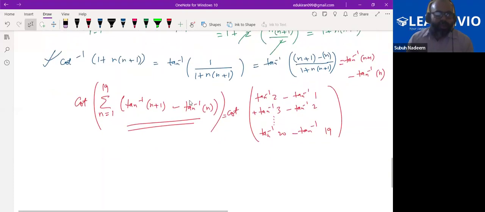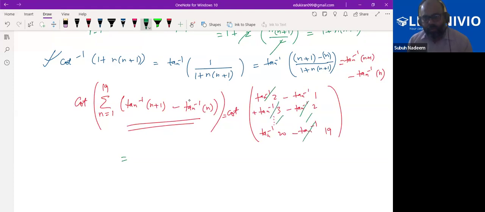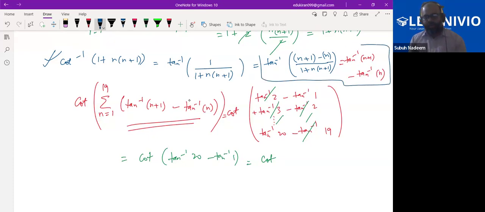So you write it here. Now, if you add them, tan inverse 2, tan inverse 3, and so on, they will get cancelled, and you will get cot of tan inverse of 20 minus tan inverse of 1. Now again, tan inverse of 20 minus tan inverse of 1, if you want to find out, you can apply the formula which we have done just here again, now in the reverse order. Here we applied it like this, here we will apply in reverse order.